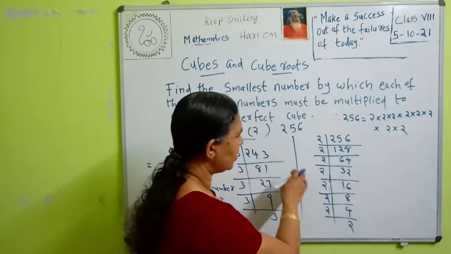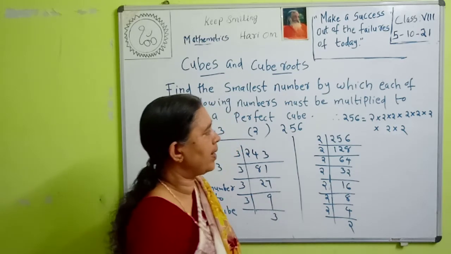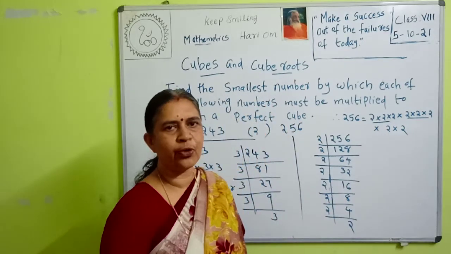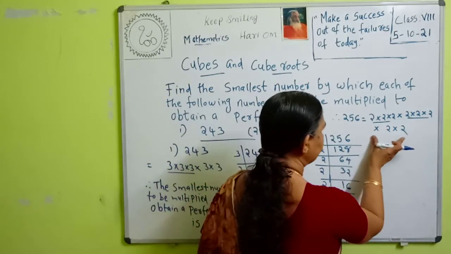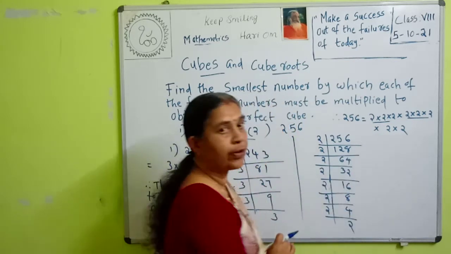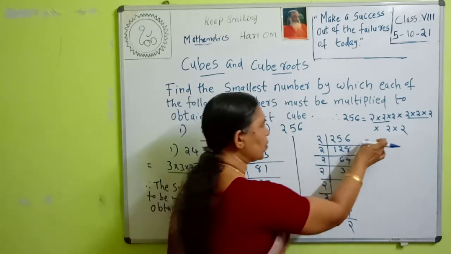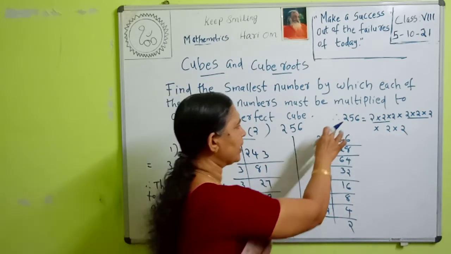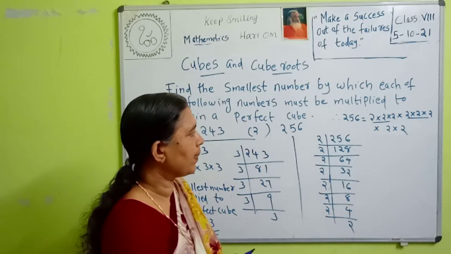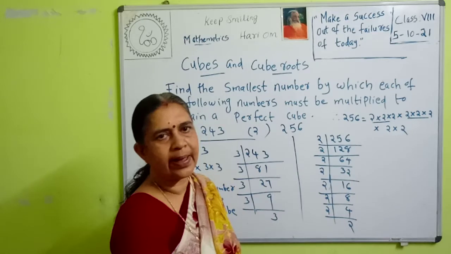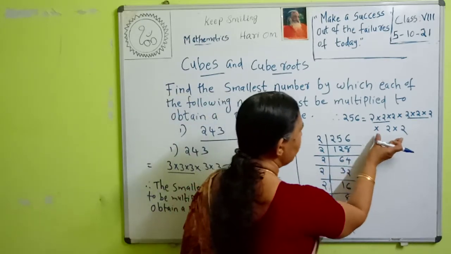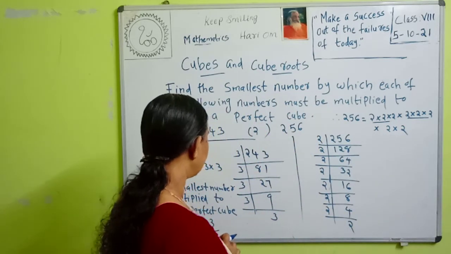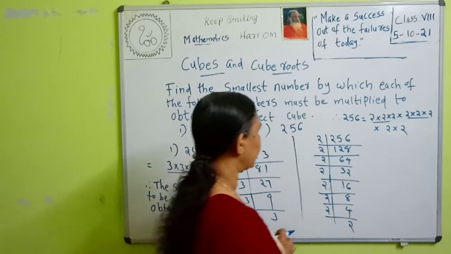How many 2's are here? Then we can group into triplets. Then the last group, there we cannot write these numbers in triplets. To make this group into a triplet, we have to multiply by which number? If we multiply by 2, then we can group them into triplets. So what is the smallest number to be multiplied to make this number a perfect cube? If we multiply this number by 2, then we will get a perfect cube, because here we need one more 2 to group it into a triplet.